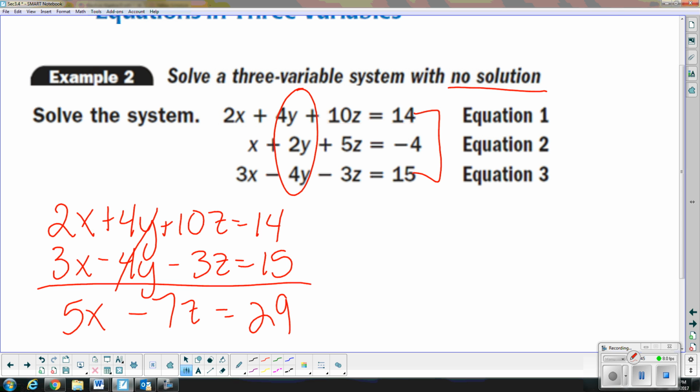We need one more equation with 2 variables. We're going to eliminate y. What 2 equations should we use to eliminate y? Okay, 1 and 2. We can do 1 and 2. I probably personally would do 2 and 3 because then I have positive and negative. But let's do 1 and 2.